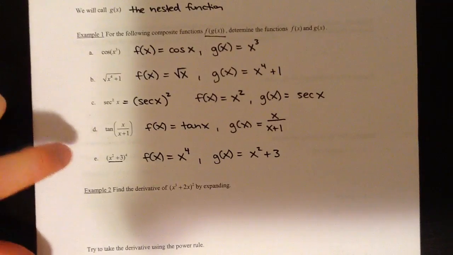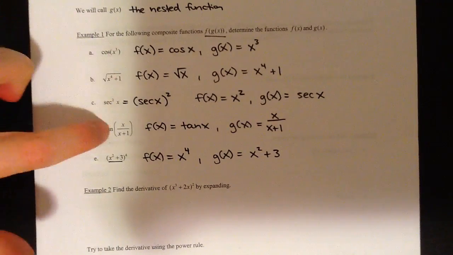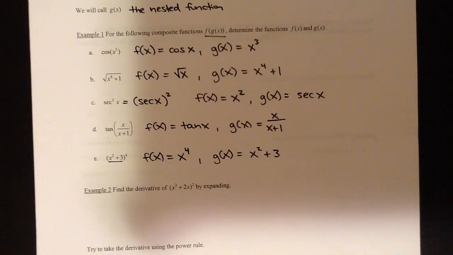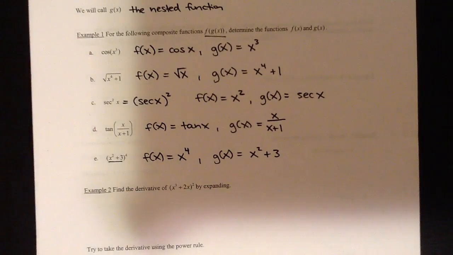A, B, D, and E have these nested functions and we have no way to simplify them. Part C, we have taken the derivative of something like that before just by writing secant times secant and then doing a product rule. But with these four, there's no way to rewrite them. So up until now, we had no way to evaluate expressions like these four right here.